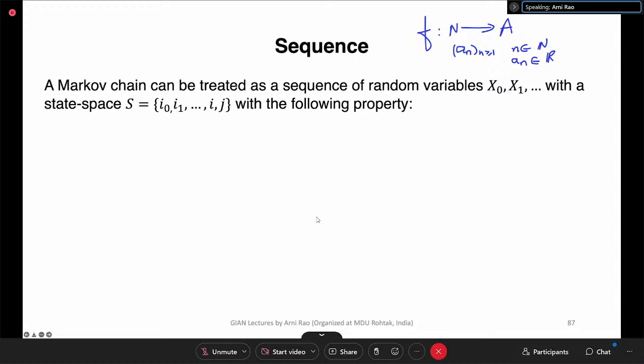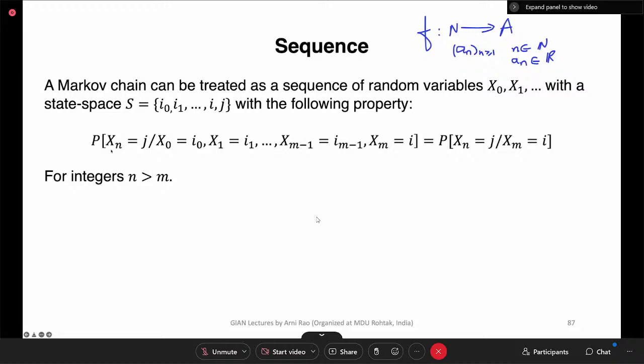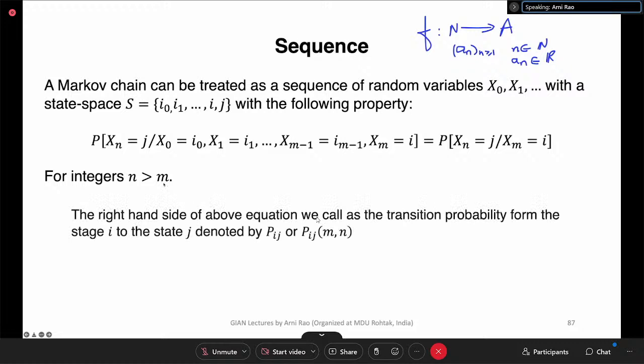Similarly, if you treat a Markov chain as a sequence of random variables, x0, x1, that means it keeps on going with a state space, but the state space is finite, with the following properties. P(Xn equal to j, given X0 equal to i0, X1 equal to i1, up to Xm minus 1, Xm equal to i) is equal to P(Xn equal to j, given Xm equal to i), for integer n greater than m. This is our transition probability.